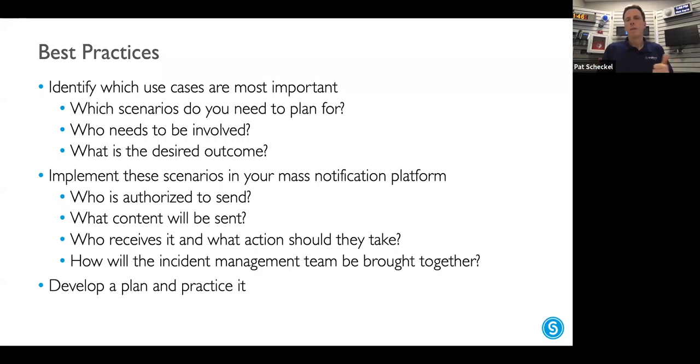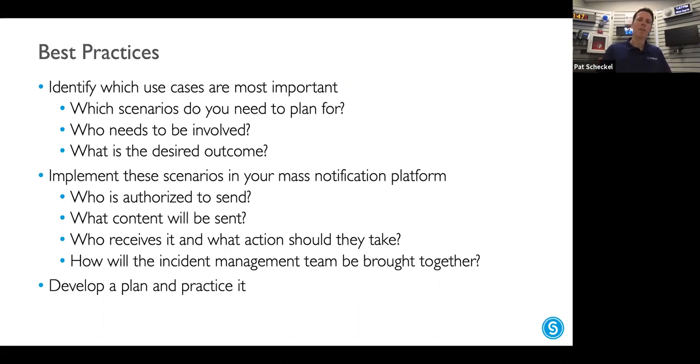So if it's active shooter, if it's severe weather, if it's civil unrest, whatever it is, you game plan that scenario and you say, what is the content? Who gets to send it? What do I want to have happen after the fact? Because ultimately, as I said earlier, you're not just sending notifications to check a box and say, I sent the notification. You're trying to get people to take a certain action. With remote workers these days, it might be stay away from the office because we had a positive COVID test. It might be come to the office because it's been cleaned up and we're following masking protocols and everything is good, right? So whatever it is, you want people to take an action.